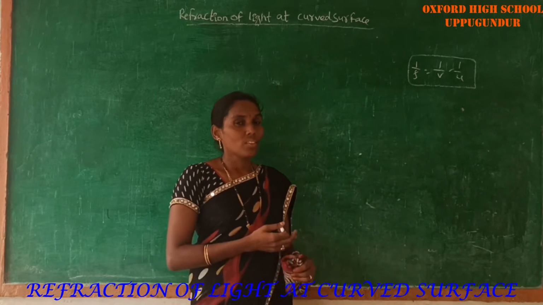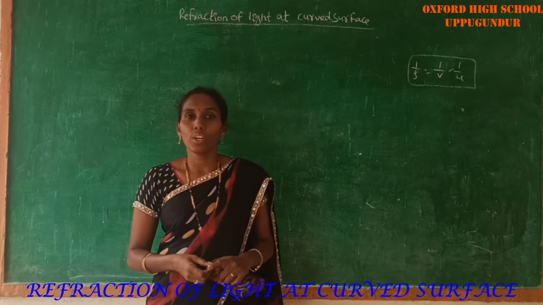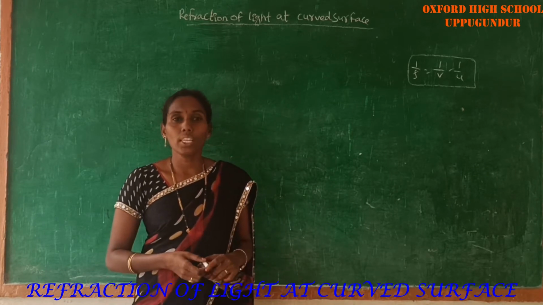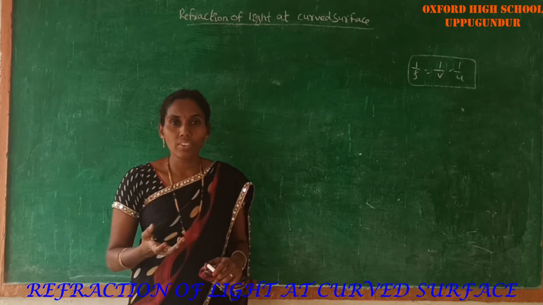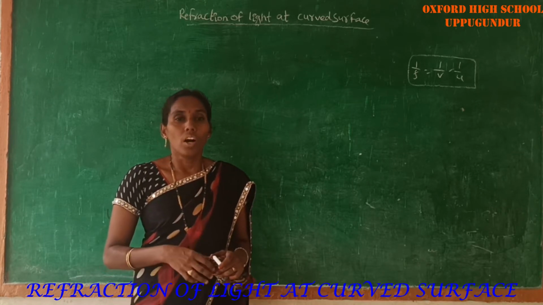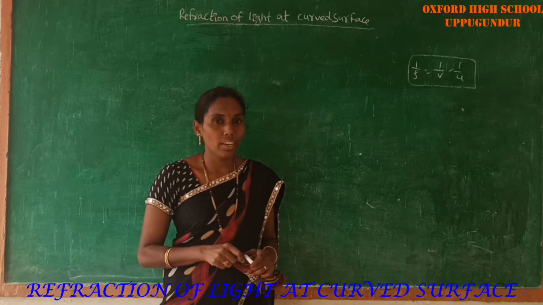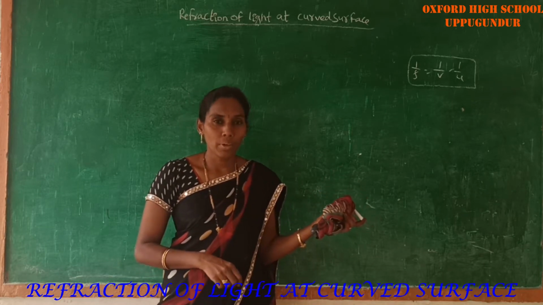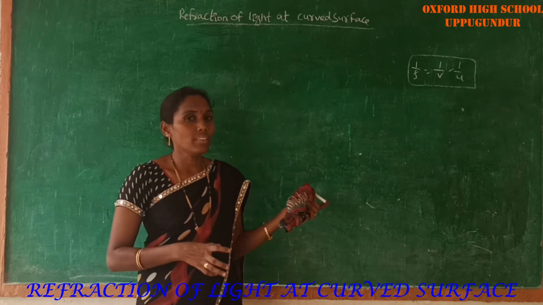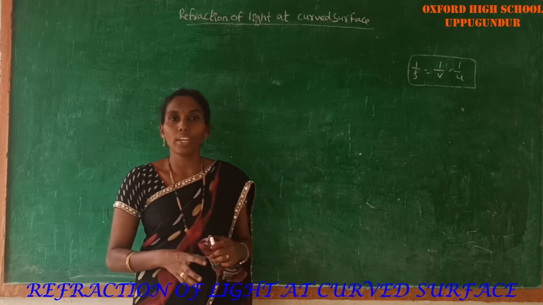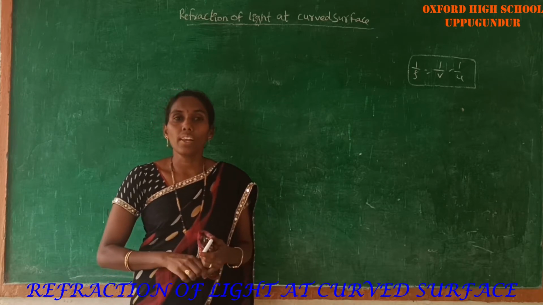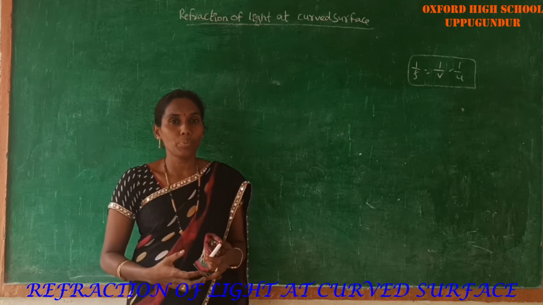In the previous class, we learned how to find the focal length of a convex lens and how to prove that the focal length of a lens depends on the surrounding medium. The focal length of a lens increases when it is kept in water. In the previous class, we discussed how to find the focal length of a lens.